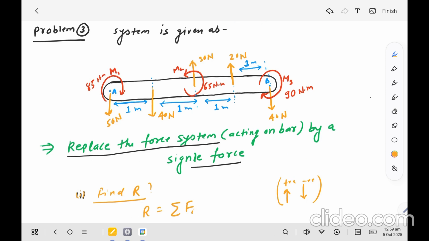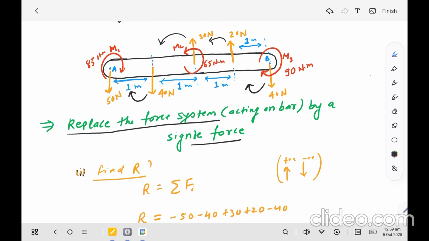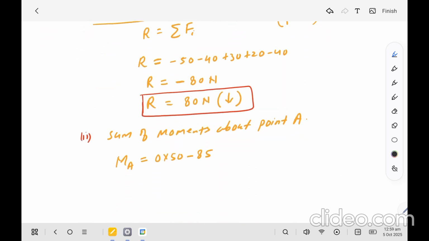Okay, and then the moments of this force. This force has tendency to rotate the body about A in this direction. This force has tendency to rotate the body about point A in this direction. This force has tendency to rotate the body in this direction, and this force has tendency to rotate the body in clockwise direction. Okay, so the 40 Newton, the moment of this force is in clockwise direction, so 40 into 1.